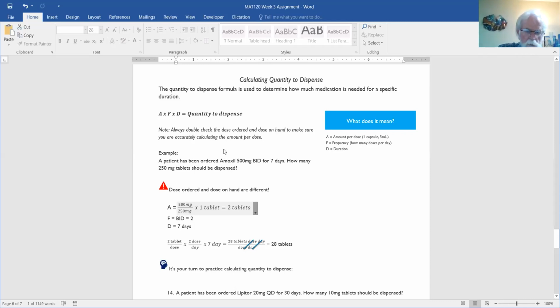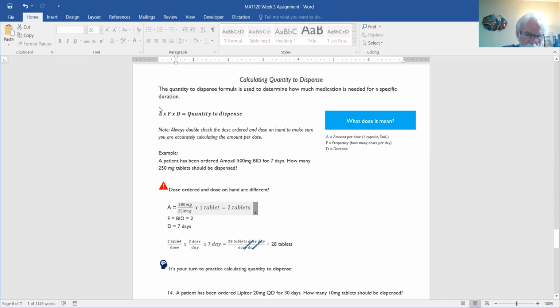So let's take a look. Amoxil 500 milligram BID for 7 days. Again, we need to know how many capsules or tablets in this case per dose. Dose prescribed, dose on hand, the vehicle or quantity, tablet. 500 over 250, 2 tablets per dose.